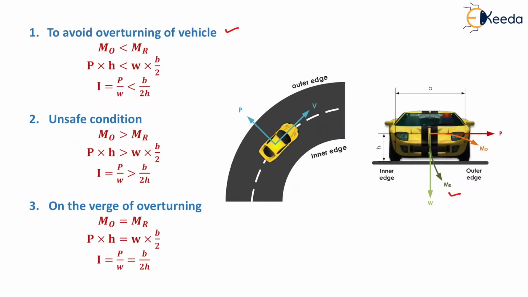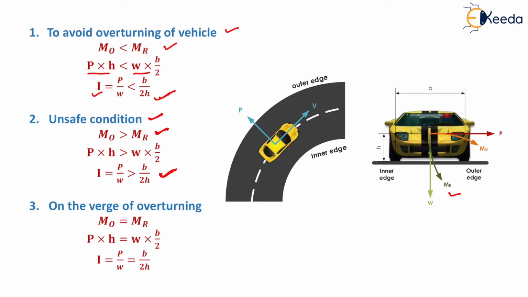So we write Mr should be greater than M naught. Now we put the value of M naught, that is P into h, and the value of Mr, that is W into b by 2. We get I, which equals P by W, should be less than b by 2h for avoiding the overturning of vehicle. Now for unsafe condition, that is for overturning of vehicle, M naught should be greater than Mr. After putting the values, we get I equals P by W should be greater than b by 2h for unsafe condition.